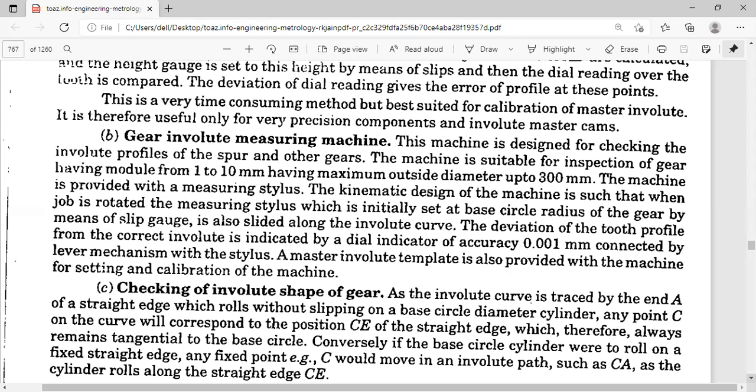Again, when the disc and gear are rotated, the stylus, which as I told you is also known as the plunger, will be moving over the tooth profile. Whatever deviations there are from the true involute profile, you can note down as variations in the dial gauge reading. Any variation, you directly get its value in the dial gauge reading.